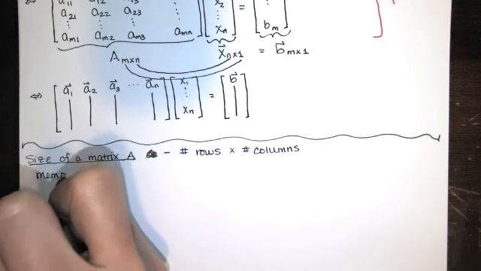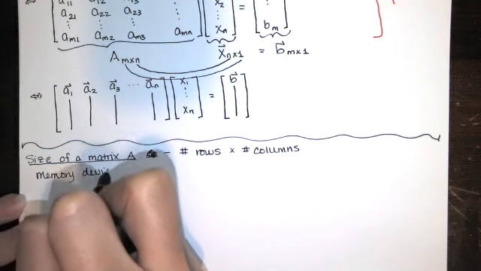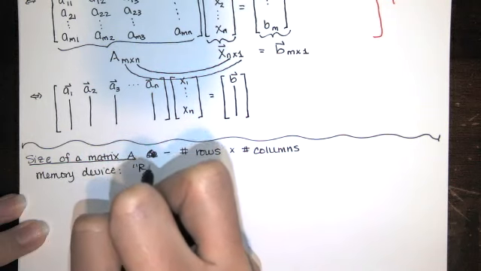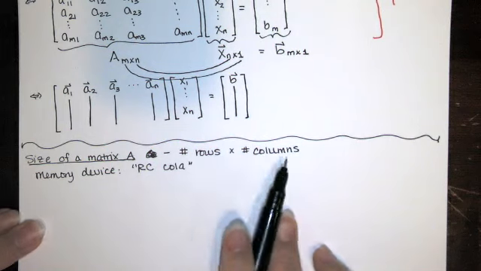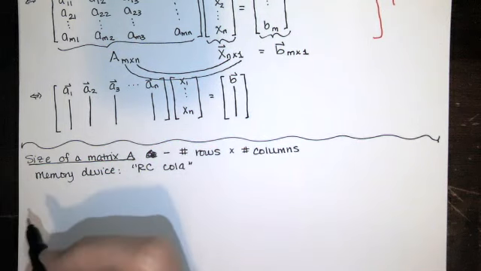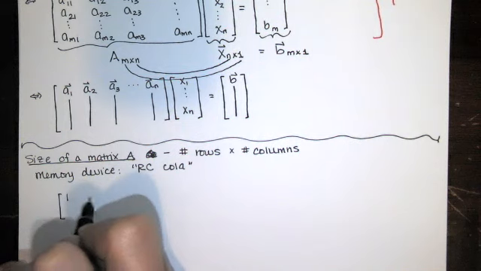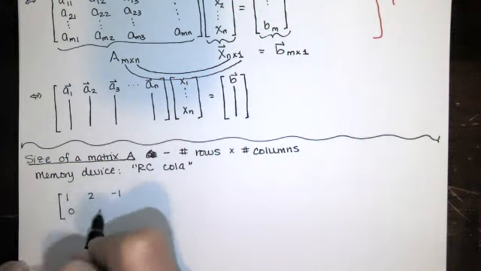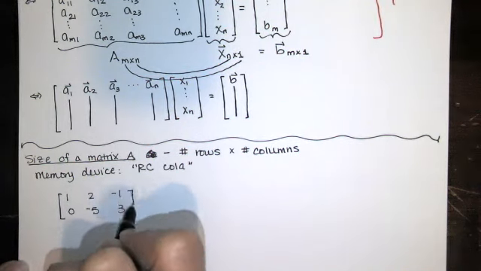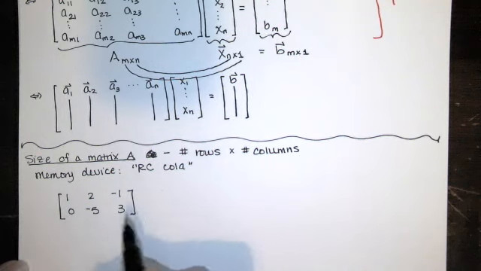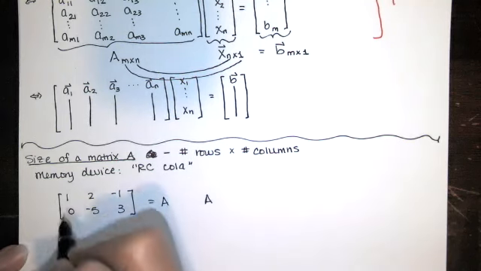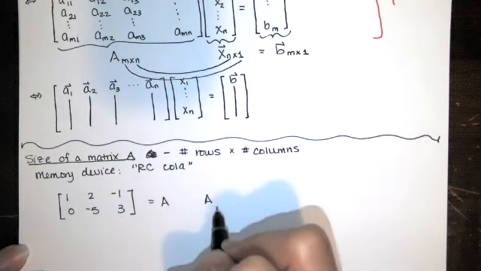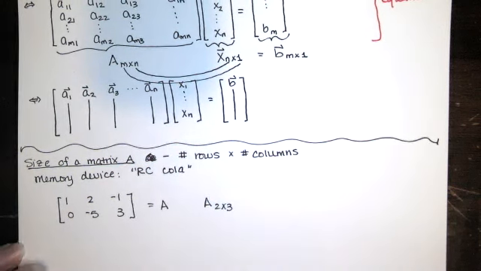You have a memory device. I don't know if you are familiar with RC Cola. It helps people remember that we always do rows first and then columns. So if I have a matrix like this, I've got one row, two rows, and then 1, 2, 3 columns. So matrix A has a size of 2 rows by 3 columns. So we would say it's a 2 by 3 matrix.